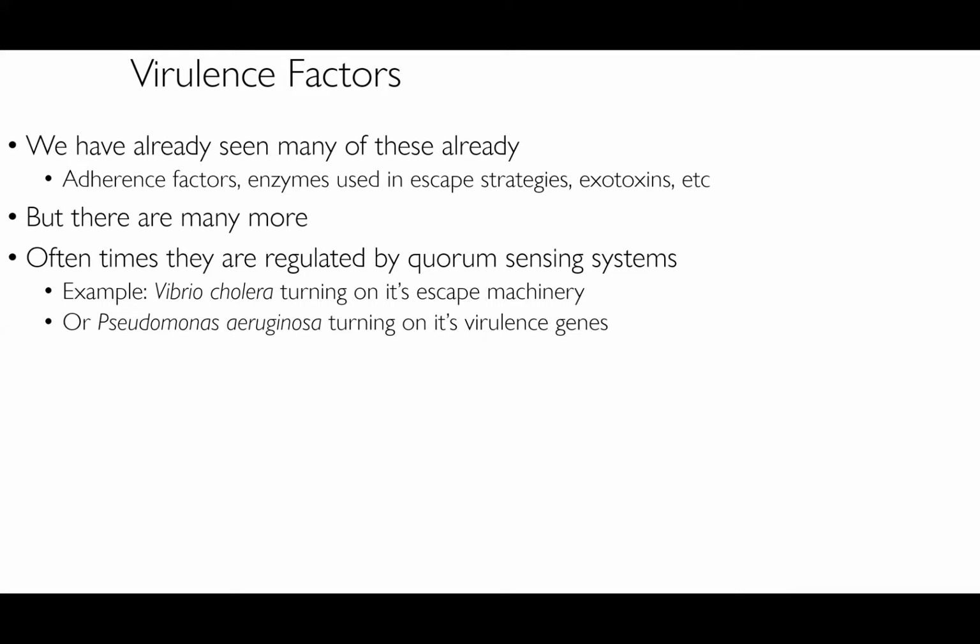Oftentimes, virulence factors are regulated by quorum sensing, which we'll talk about next class. But just as a note, quorum sensing is how bacteria communicate with one another through the production of chemical molecules. And so we know, for example, that Vibrio cholerae has an escape machinery where it will turn it on in the presence of a host, or Pseudomonas will turn on its virulence genes.